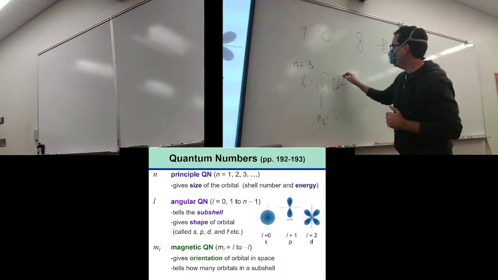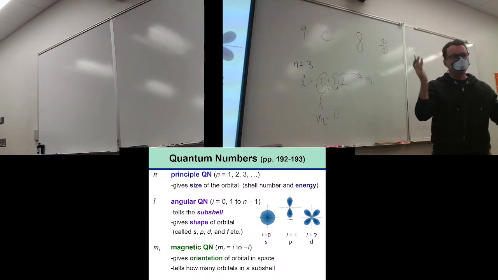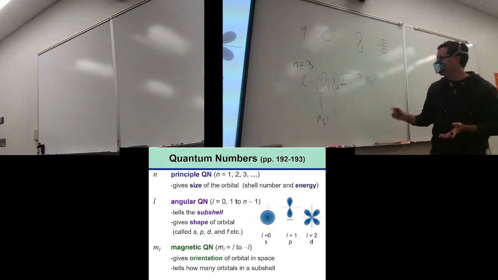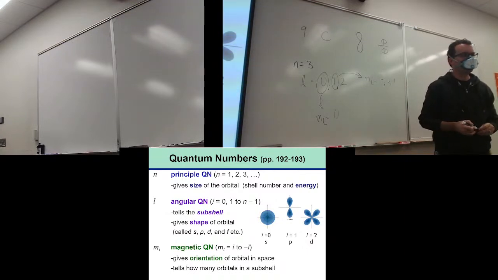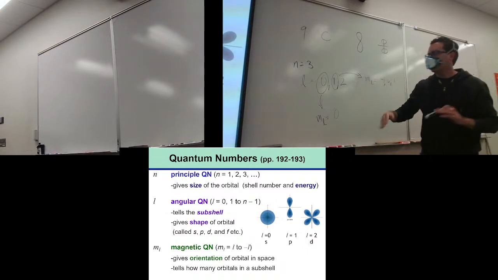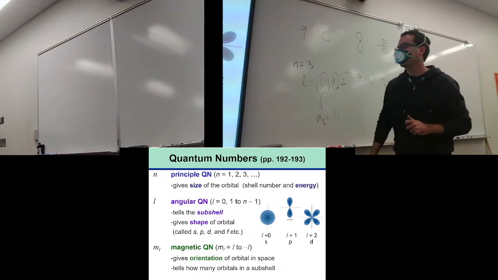If your L is 1, then your M sub L is going to be every integer between minus 1 and 1, which is just minus 1, 0, and 1. And it keeps going like that. So for L equals 2, it's going to be minus 2, minus 1, 0, 1, and 2.